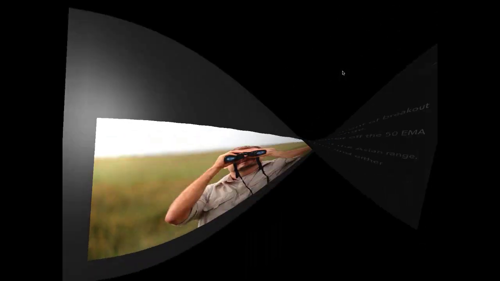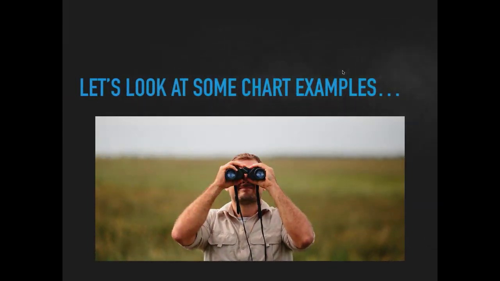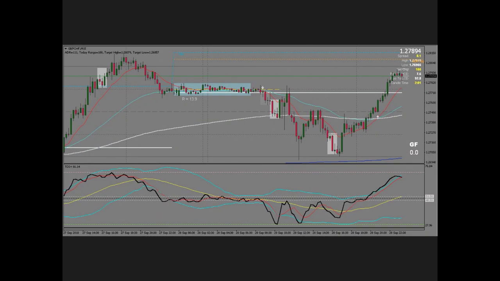Okay, so we're going to look at some chart examples now to show you what I mean. So this is GBP CHF. You can see there's no clear anchor here to the left. But this is our Asian range, a very small pip range. And this is the inducement out of the Asian range. You can see this move out of the Asian box, then it comes back, pulls back to the 50% of the Asian box and the 50 EMA.